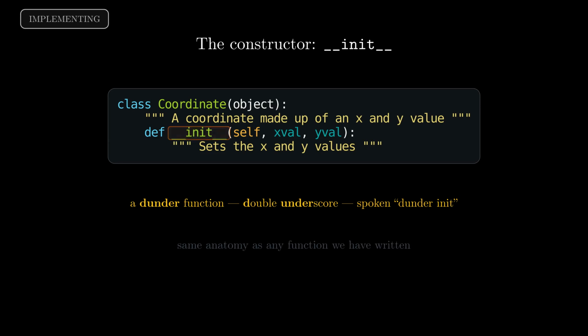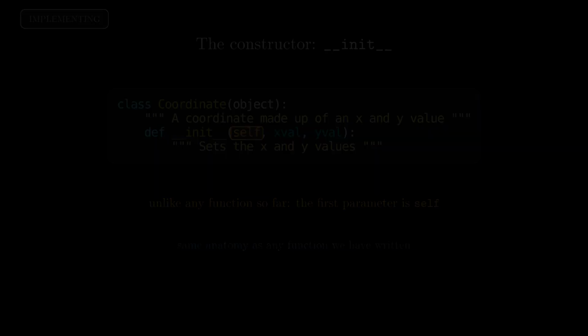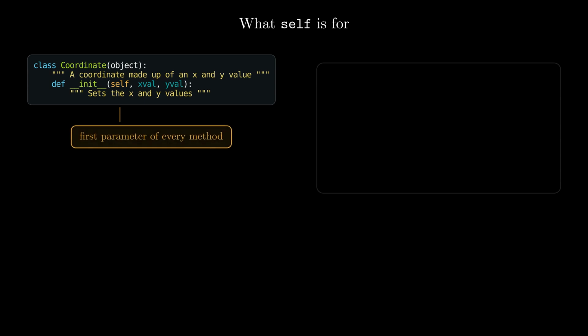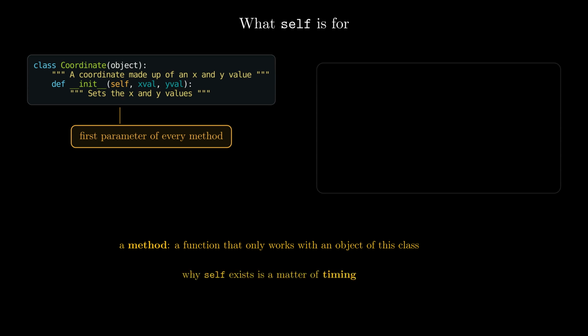Look closely at the line and it is recognizably a function. The keyword def, a name, parentheses with parameters inside. Only one detail separates it from every function we have written so far. The first thing inside the parentheses is self. Here is the basic idea of self. Self is always the first parameter of a method, a function that only works with an object of this class. The reason it exists is a matter of timing.